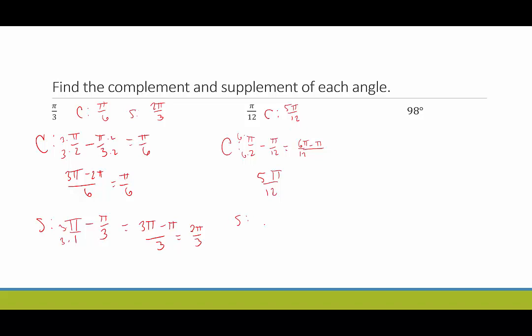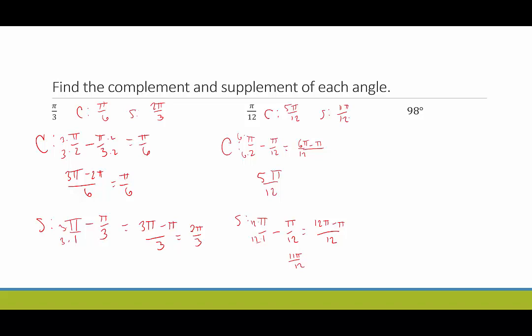The supplement, well, that would be pi, or pi over 1, minus what we have, pi over 12. Common denominator here is 12, but here I need a factor of 12 in my denominator. So this gives me 12 pi minus 1 pi all over 12. 12 pi minus pi is 11 pi over 12. So here the supplement is 11 pi over 12.